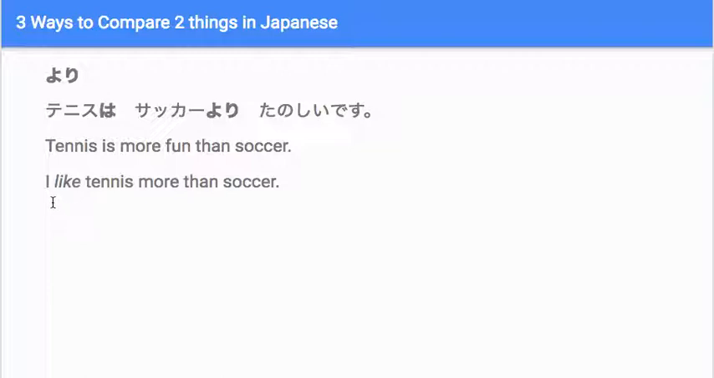If we want to say, I like tennis more than soccer, notice that the subject of the sentence changes. This is also the topic of the sentence. It's the same in Japanese. In Japanese, the topic of the sentence, if it's already known, is not always said, so that's why this is in parentheses here. So this says, Watashi wa tennisu ga saka yori suki desu. So notice the change in particle here is ga because we're using suki desu. The saka yori stays the same.